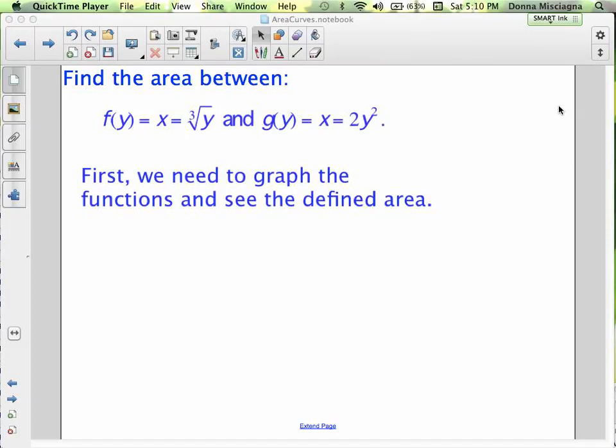Right, welcome back to area between the curve. So now we're looking at these two. We have x, so f of y, right? So the function with respect to y this time: x equals the cube root of y, and x equals 2y squared. All right, so first we need to graph the functions and see the defined area.